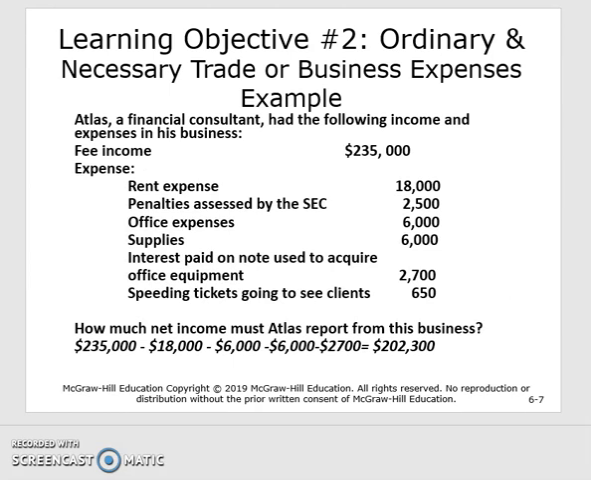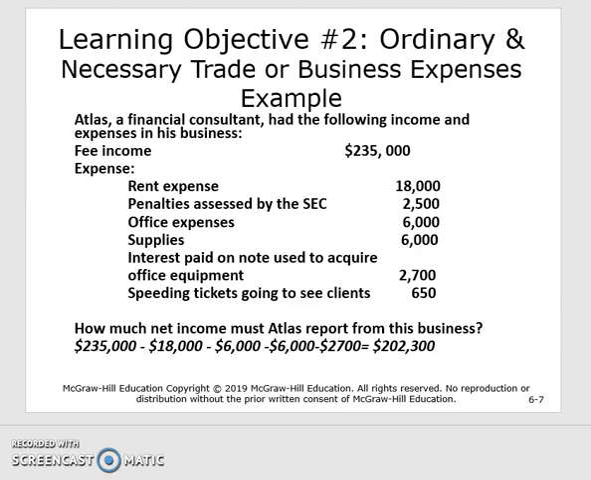So let's take a look at an example. We have Atlas. He's a financial consultant, and he had the following income and expenses in his business. He took in $235,000 in fee income. He had $18,000 in business rent expense. There was $2,500 in penalties assessed by the SEC. He had $6,000 in office expenses, $6,000 in supplies, $2,700 on interest on a note that was used to acquire office equipment, and $650 for speeding tickets when he was going to visit clients.